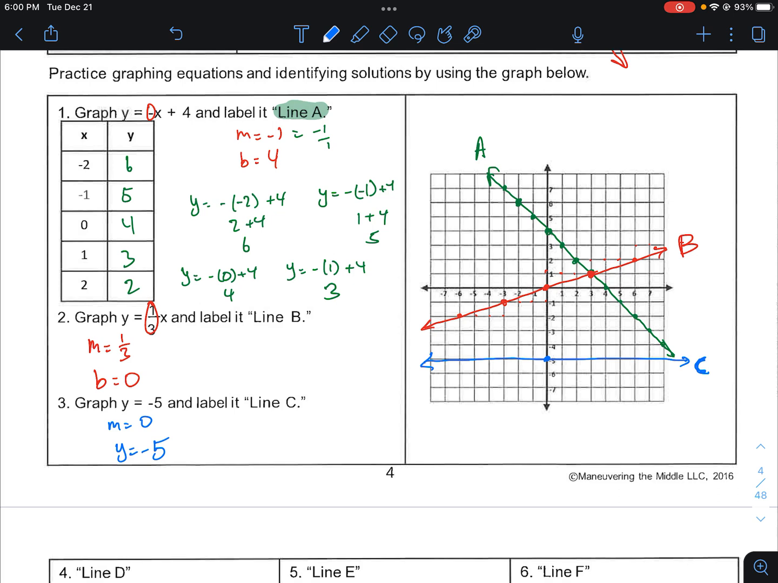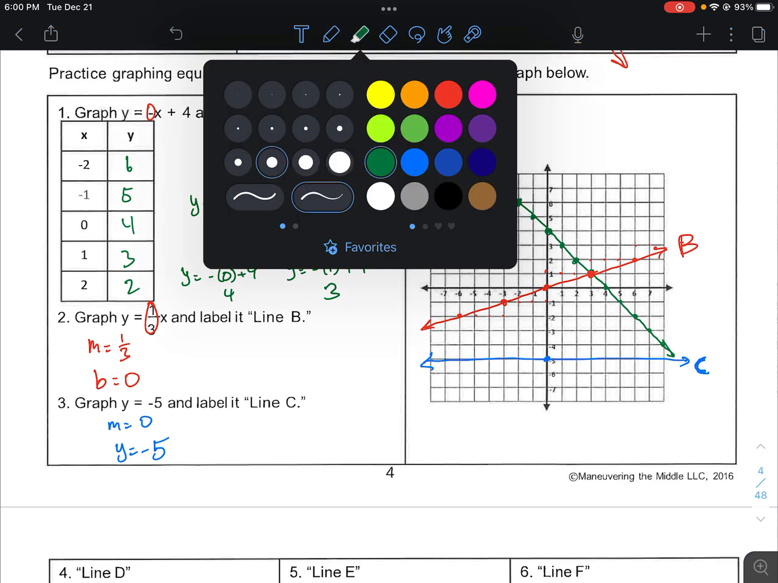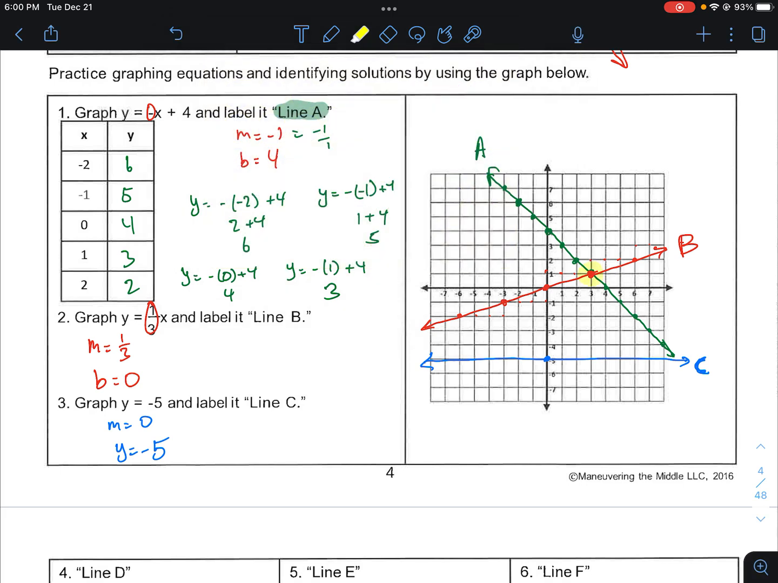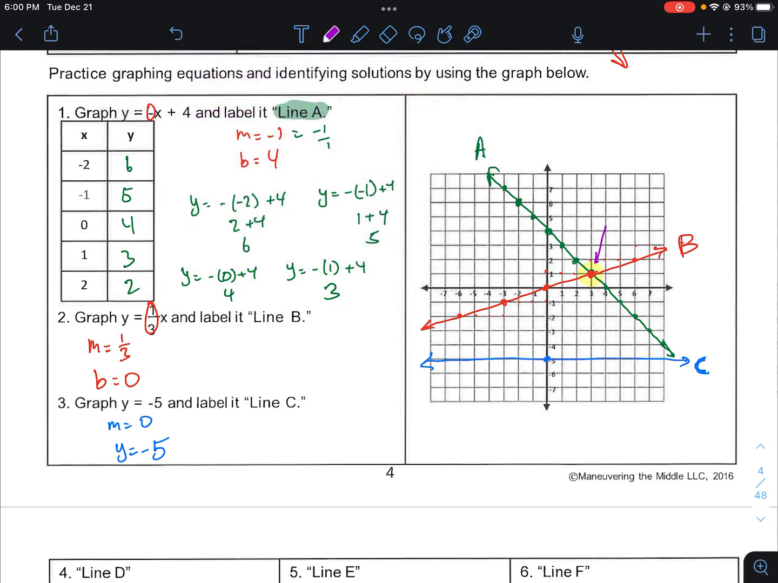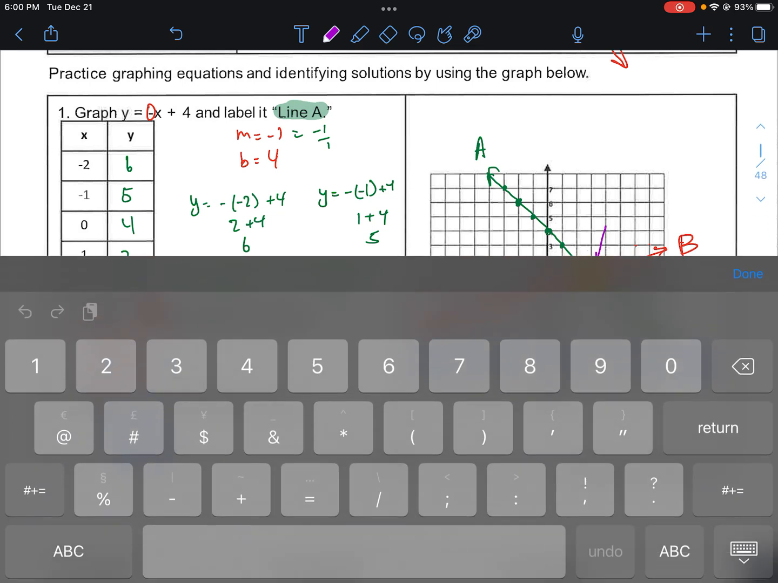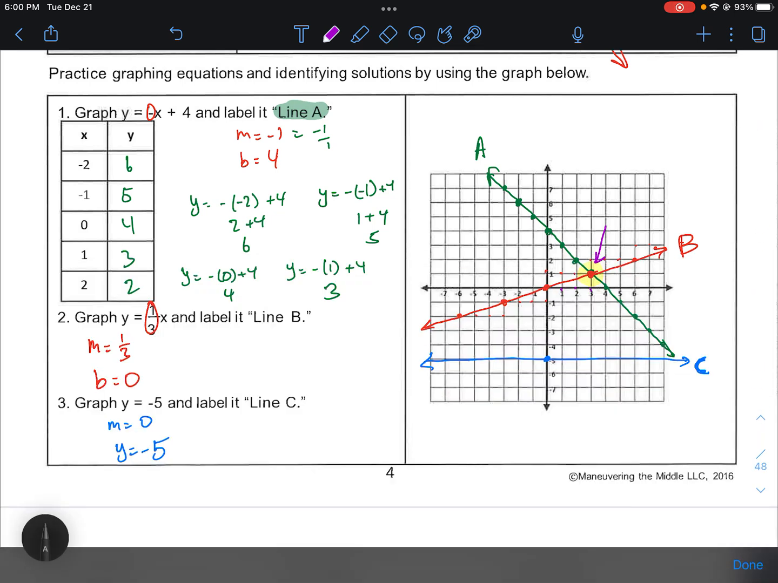So, let's identify some solutions. The solution is where 2 lines cross. So the solution of A and B is actually, let me use yellow, right over there. Let's see what it is. I'm going to use purple. What point is that? What is the ordered pair? It is 1, 2, 3, 1. So this ordered pair is 3, 1.